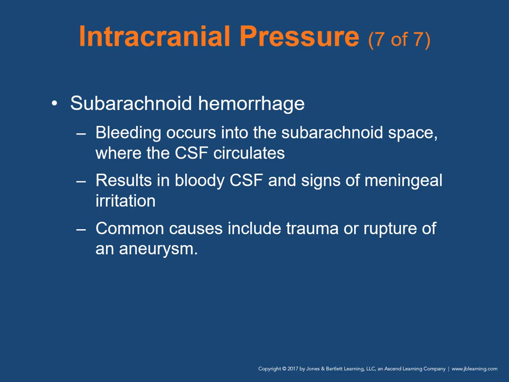Now we'll talk about a subarachnoid hemorrhage. Bleeding that occurs into the subarachnoid space where the CSF circulates is what this is, and it results in bloody CSF and signs of meningeal irritation. The common causes include trauma or rupture of an aneurysm. The patient reports a sudden severe headache. A sudden severe subarachnoid hematoma usually results in death, and survivors often have permanent neurological impairment.